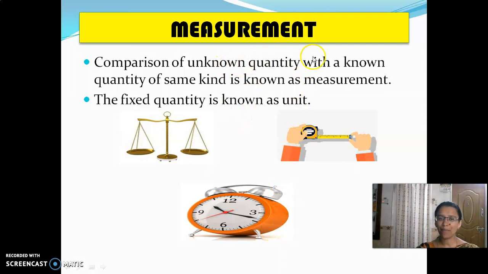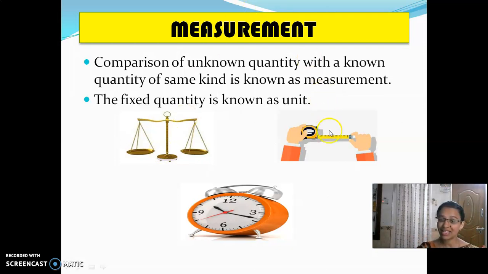So what is this comparison of an unknown quantity? Here, what we used to do is we used to have weight stones, which may be 1 kg or 2 kg or 500 grams. We used to place it on one side, and on the other side we used to place an unknown quantity. So now we are able to know the weight of that unknown quantity.